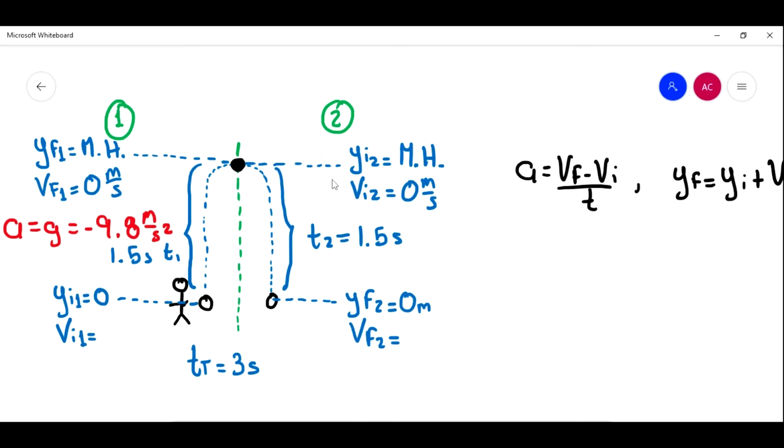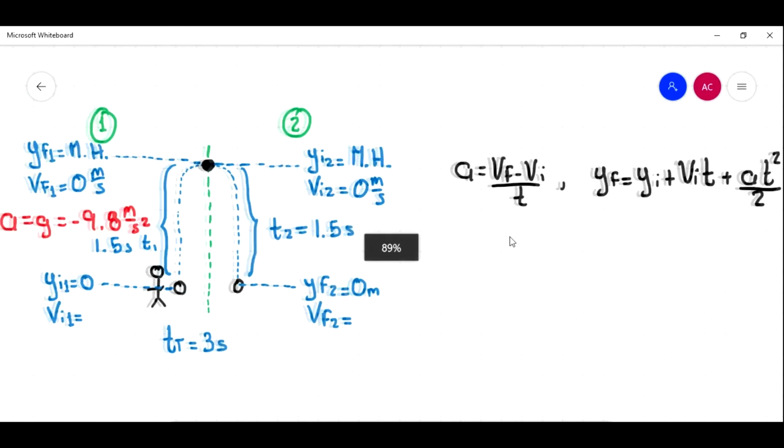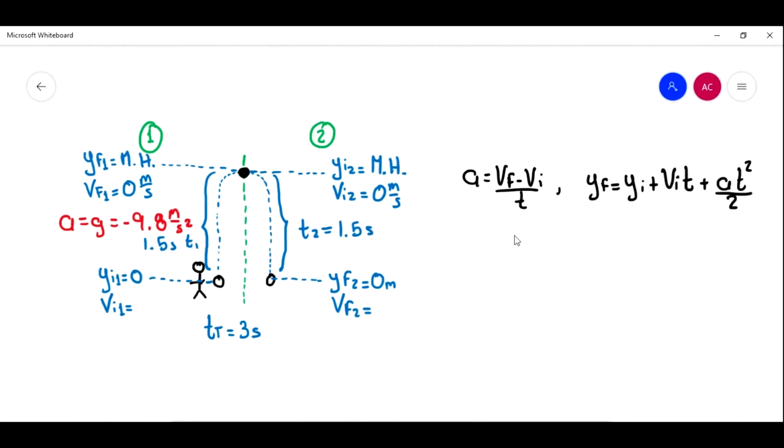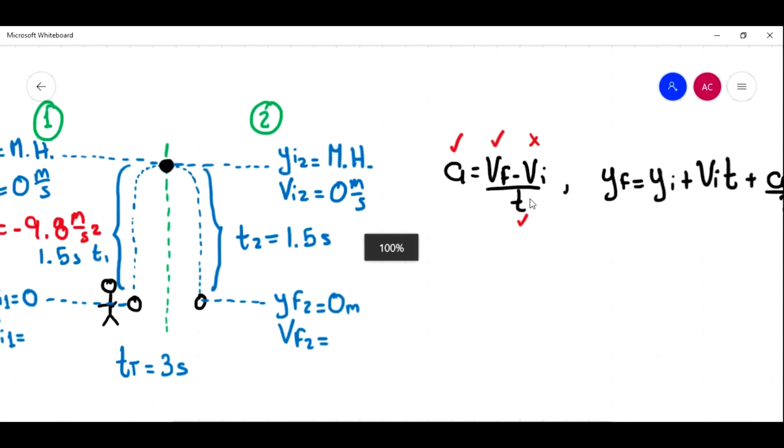So in this case, I'm going to choose segment number 1. In segment number 1, let's see what I have and what I don't have. So acceleration, yes. Final velocity in segment 1 is 0. Initial velocity, no. The time of segment 1, yes, I have it. So I can use this equation in order to find the initial velocity.